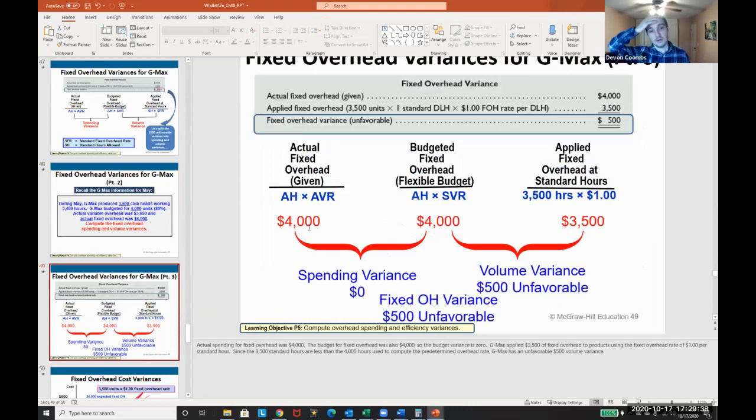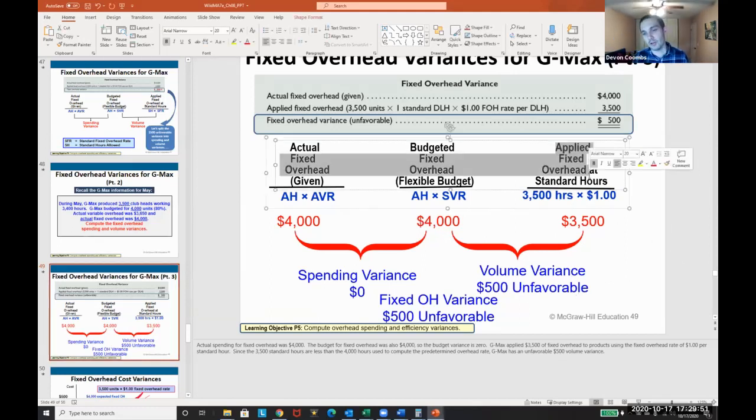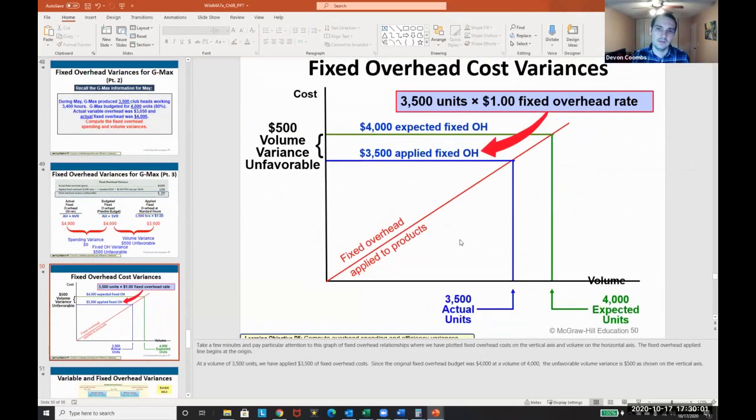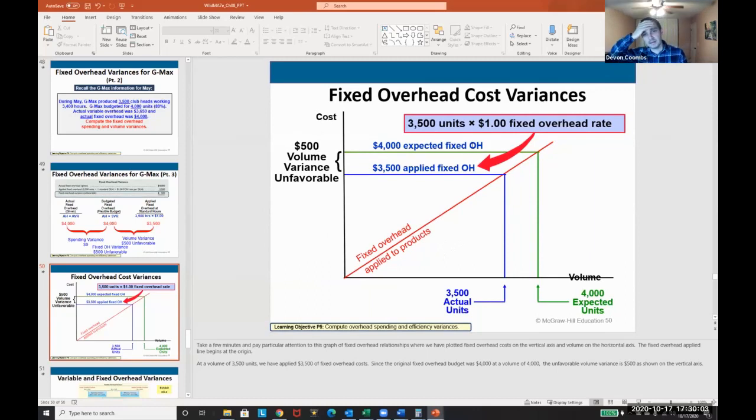So we can see that we don't have a spending variance, but we applied too little, right? So we have a volume variance where we applied fewer hours than we should have, and this is purely an accounting estimate issue, that we applied fewer units of fixed overhead than we thought we were going to apply. We thought we were going to apply 4,000 units, but we didn't. And so this is just a chart to see it. We expected fixed overhead costs to be 4,000, but we only applied 3,500. So that's just saying what I said earlier, which gives us our volume variance.